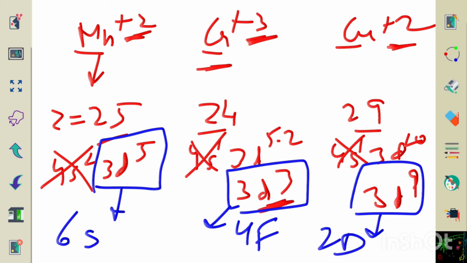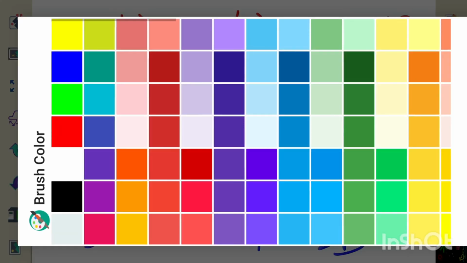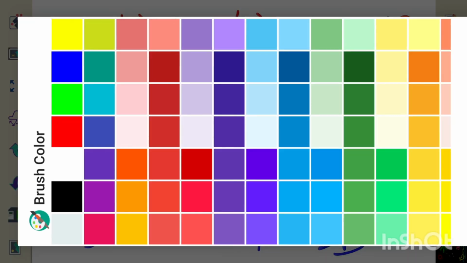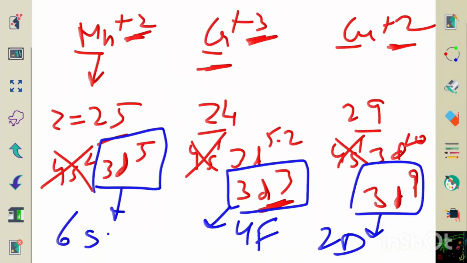If you want to write the J value also, it is very easy to calculate the J value from here, because you already know the L value from the letter. Let me change the color first. So for capital S, L value is 0. For F, L value is 3. For D, L value is 2. Now you have to find out the S value.